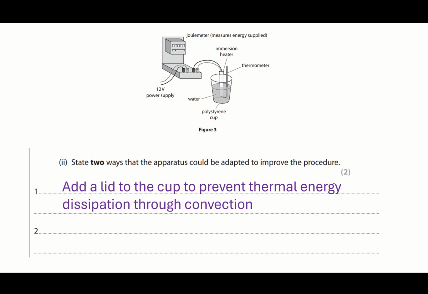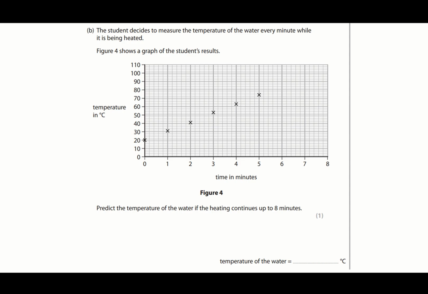So the 2 answers I've gone for, add a lid to prevent thermal energy dissipation through convection, through evaporation, into the air. And then the last part is ensure the heater is fully submerged in the water. But as I said, I could have gone in there, swapped the thermometer for a digital thermometer connected to a data logger, and I could also have gone for add more insulation around the polystyrene cup to get more heat energy into the cup.